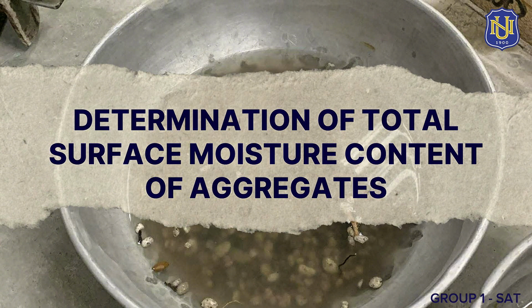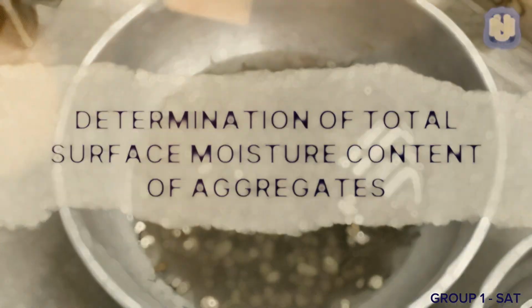Determining the total and surface moisture content helps engineers adjust the amount of water used in concrete mixing to maintain the desired strength and durability. In this experiment, fine and coarse aggregates are tested by measuring their weight before and after oven drying. The difference in weight is then used to calculate the moisture content of the aggregates.